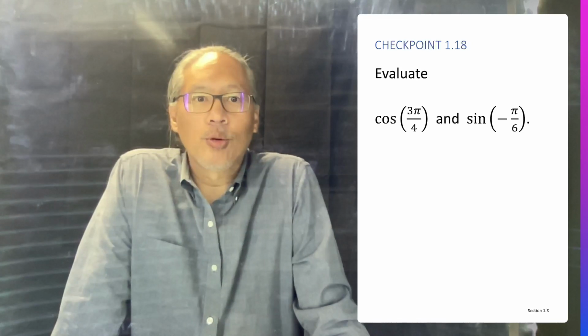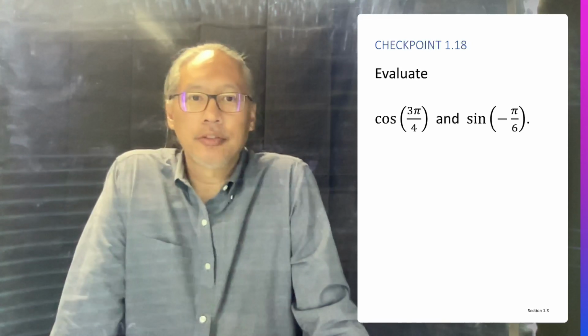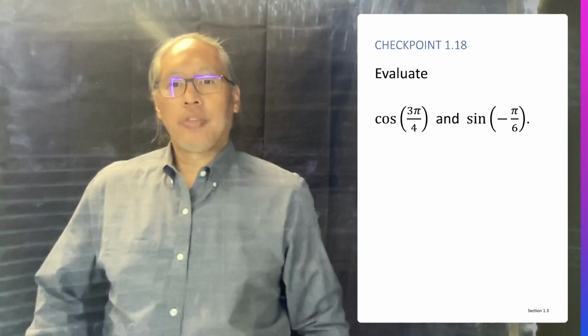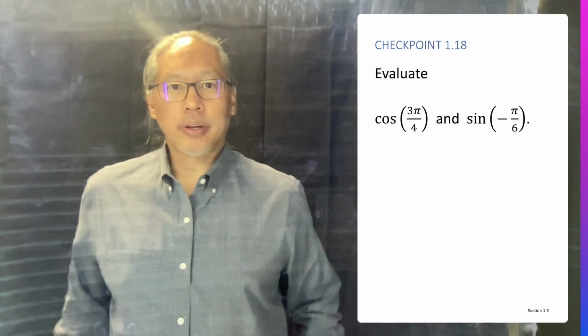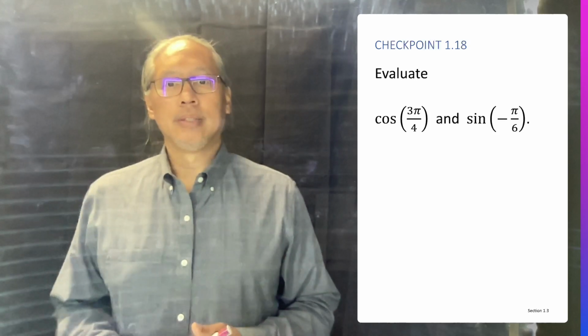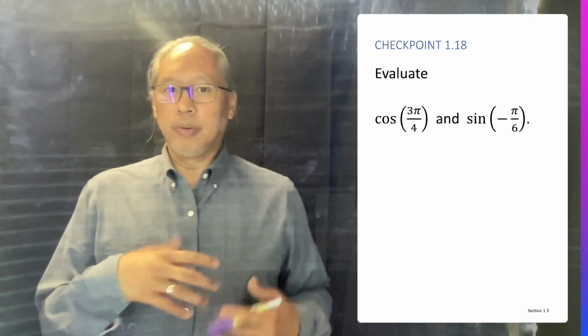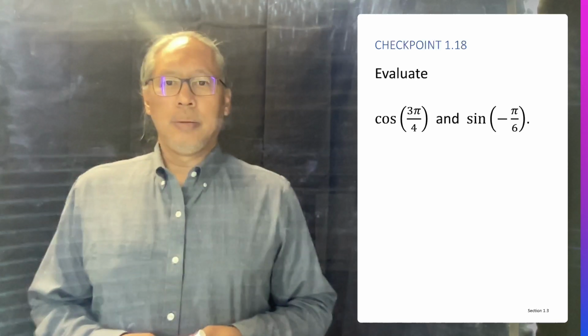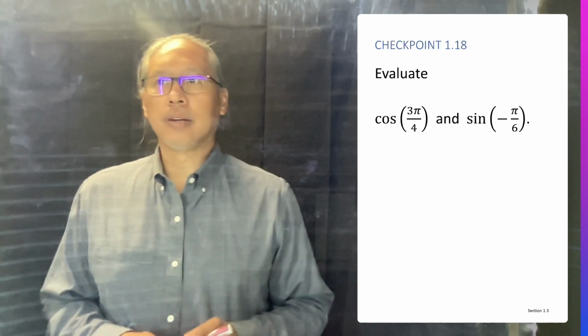Well, 3 pi over 4 and pi over 6, or negative pi over 6, we have to figure out what those values are and what they correspond to in the reference angles. So before we do this, I want to show you a couple of tricks to try to remember some important values for the sine and the cosine.